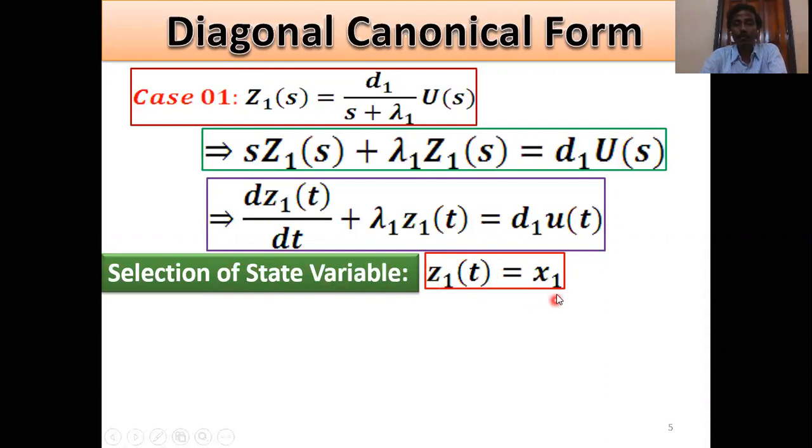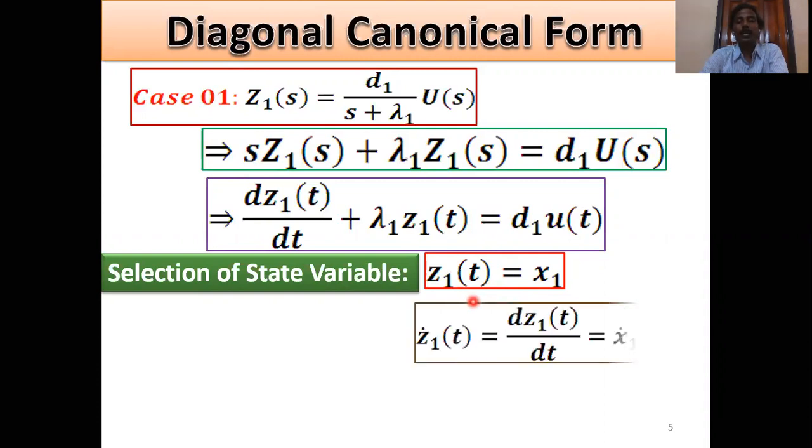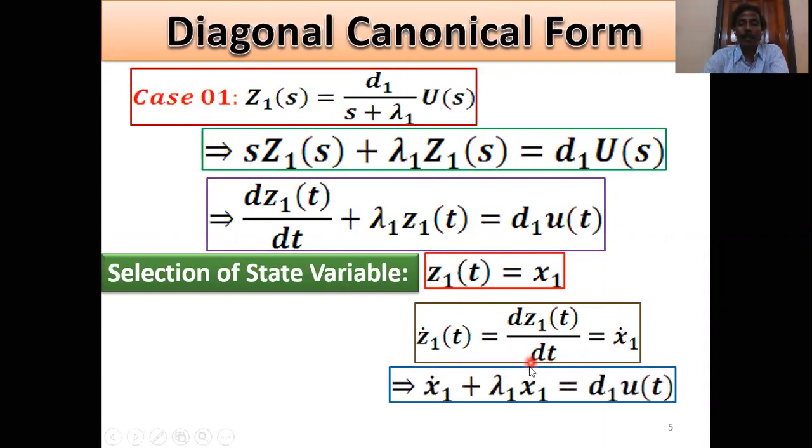So z1(t) is the first state variable, the selection of the state variable. Put z1(t) equals x1. Taking differentiation on both sides, z1(t) derivative, dz1(t) by dt equals x1 dot. So dz1(t) by dt is equivalent to x1 dot.